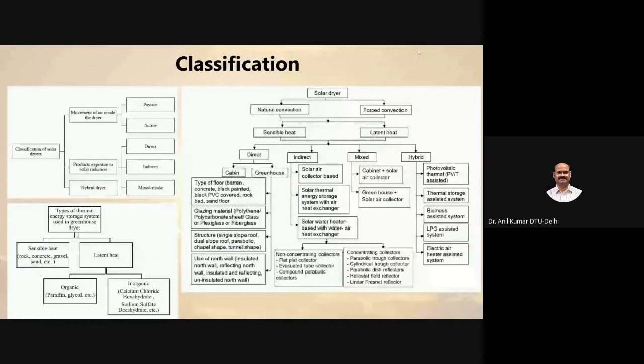Yes. So I was talking about this solar drying system: natural convection, forced convection, and so on. Direct, indirect, and all. Basically, the direct type is the cabinet type, and the indirect is the indirect greenhouse type system. This greenhouse is generally used for cultivation purposes. You can maintain the favorable condition in the greenhouse for cultivation.